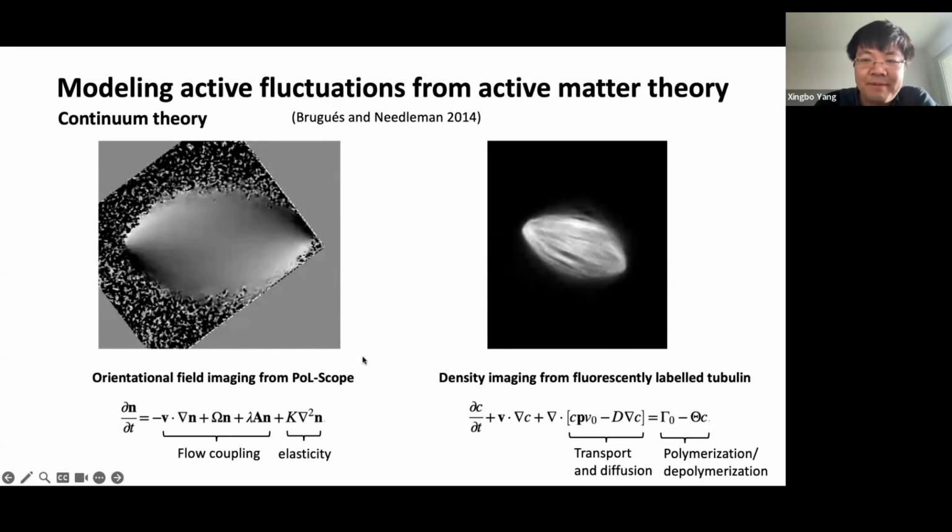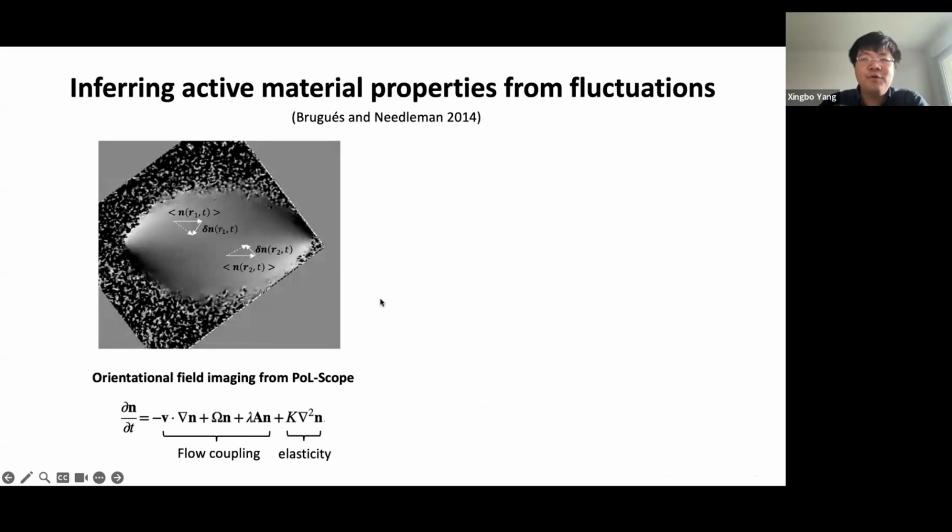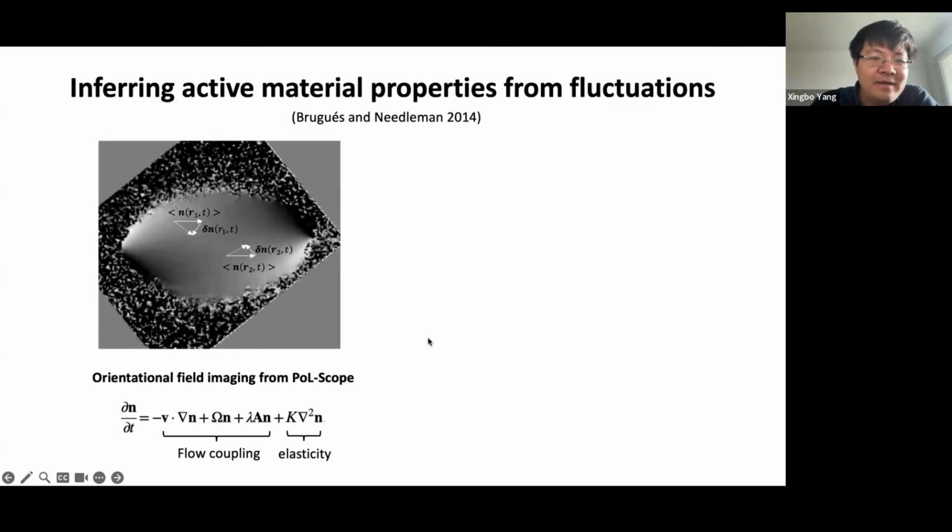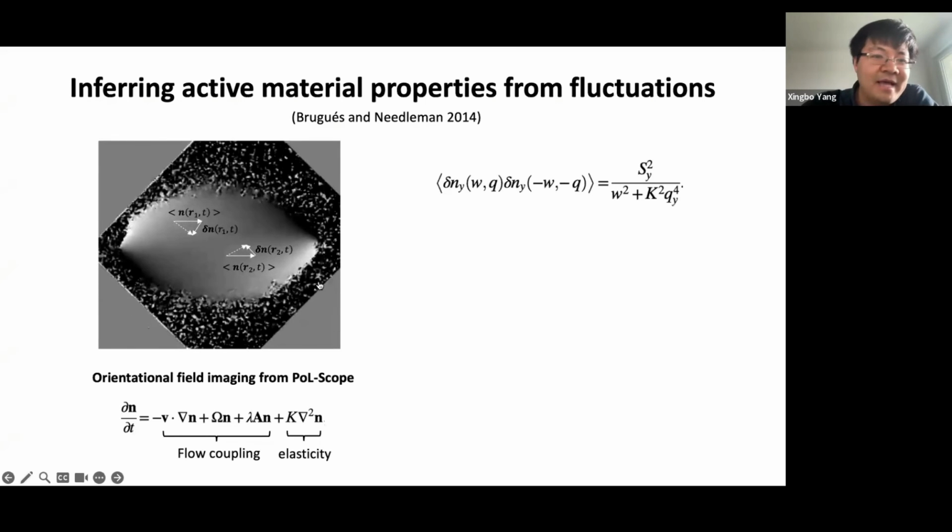But how do you actually apply this to the spindle? What do you learn from this? The cool thing is you can now quantify the active fluctuations. For example, you can measure at each point this director field, through the polarization microscope, and look at its fluctuation around a certain mean. Here n average is the mean polarity, and delta n is the fluctuation around the mean. Now you can do an autocorrelation study of the director fluctuations around its mean.